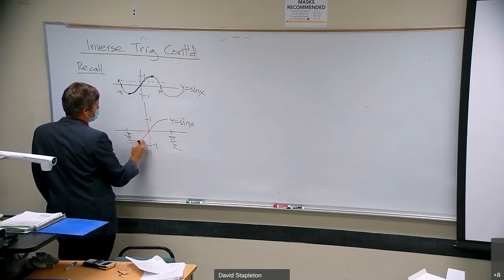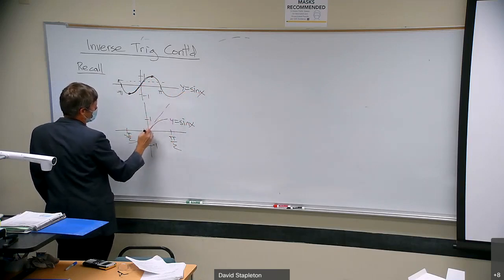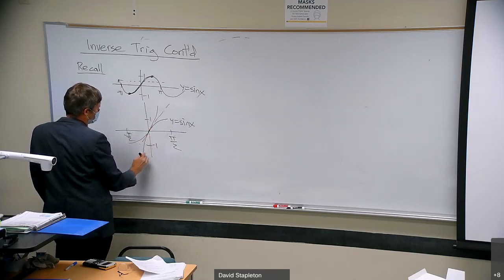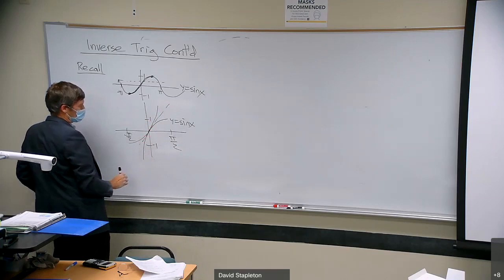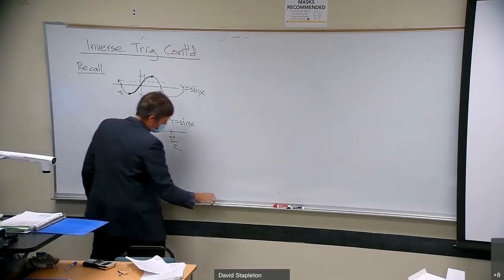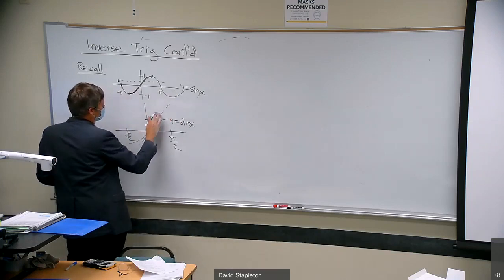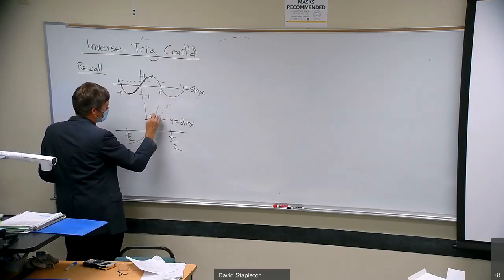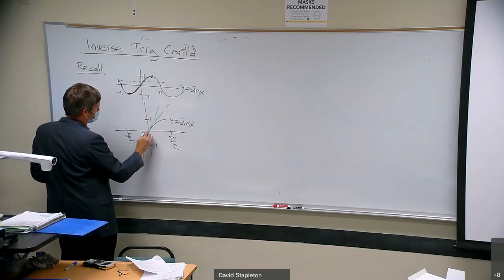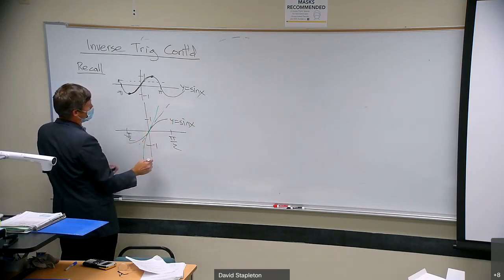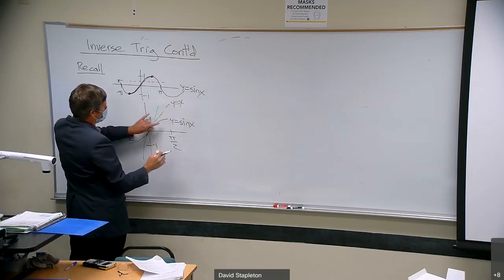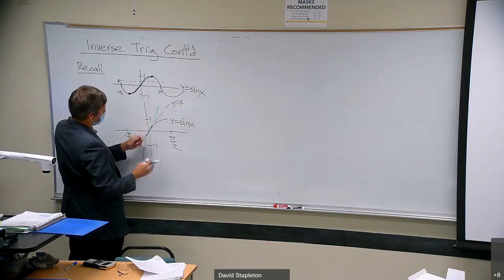Flipping this over the line y equals x to get its inverse, just like you did in algebra with exponentials and logarithms, gives you this function here. That's the inverse of the sine function, just this piece. We should draw it in a different color here. Let's do that. So from the sine function, we flip over this line, y equals x, that splits the quadrant in half. And get this one.